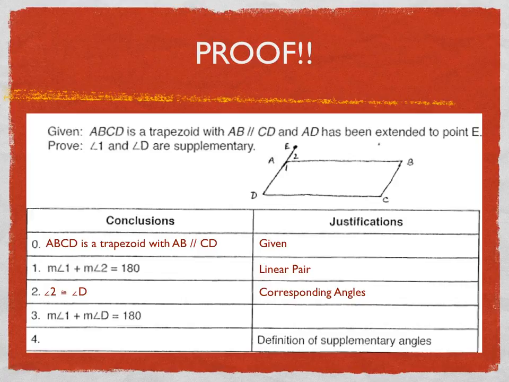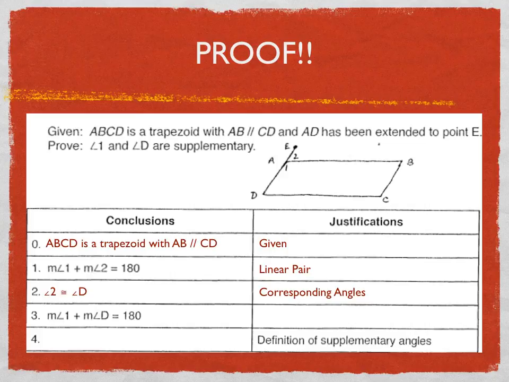Alright, line 3 there, I have angle 1 plus angle D is equal to 180. What is my justification there? Supplementary angles. Not quite supplementary. Linear. They are supplementary, that's what I'm going to get to down here. But I have angle 1 and angle D equal to 180.